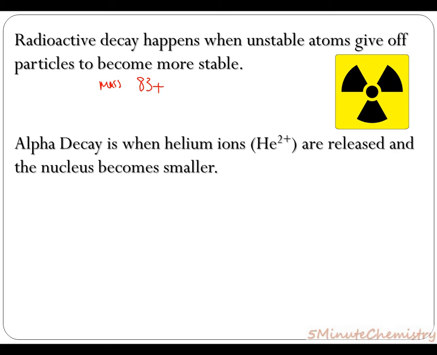Now let's go ahead and get into our first type of radioactive decay, alpha decay. So this occurs when helium ions, helium 2+, that means they have 2 protons and they have 2 neutrons, but they have no electrons. So helium ions are released and the nucleus becomes smaller.